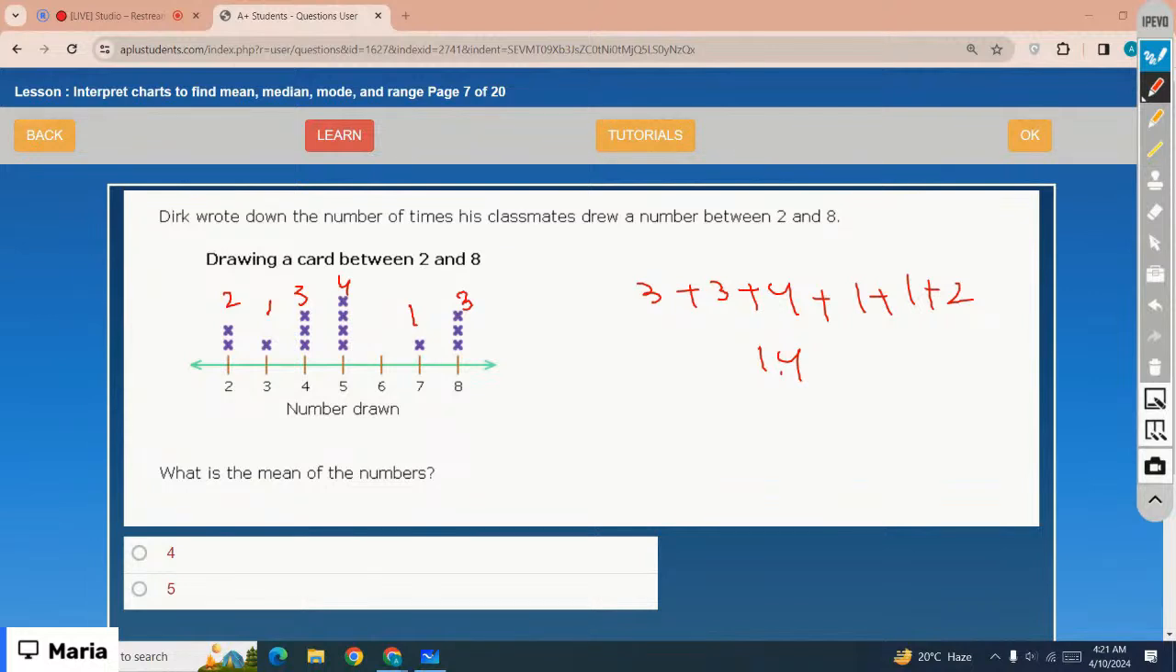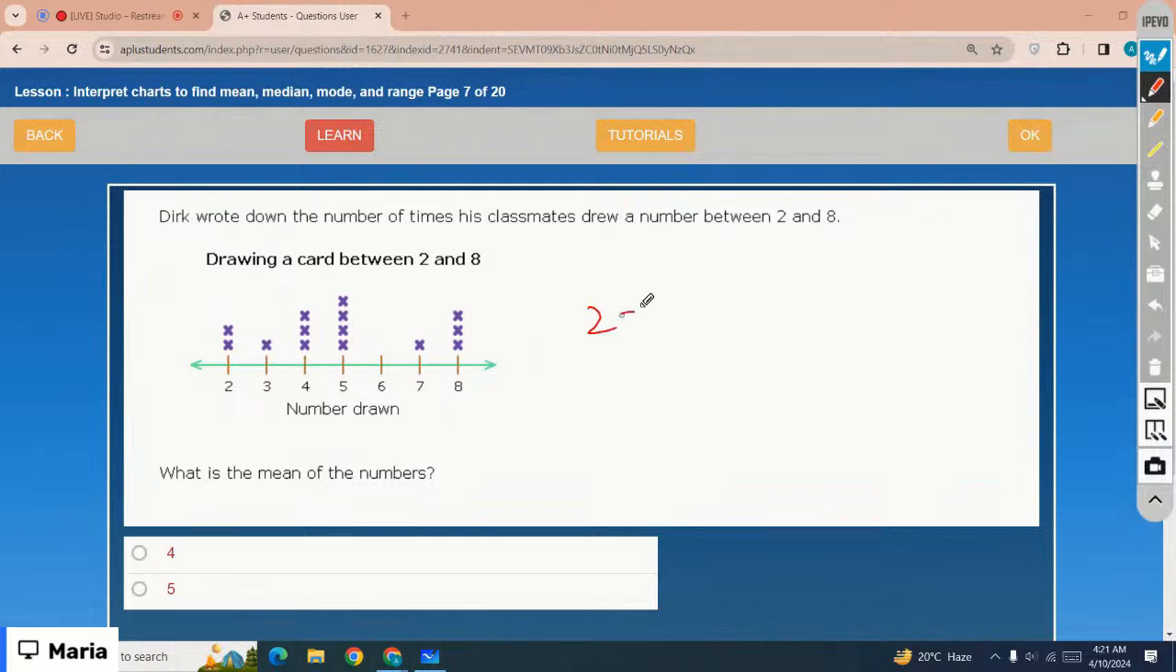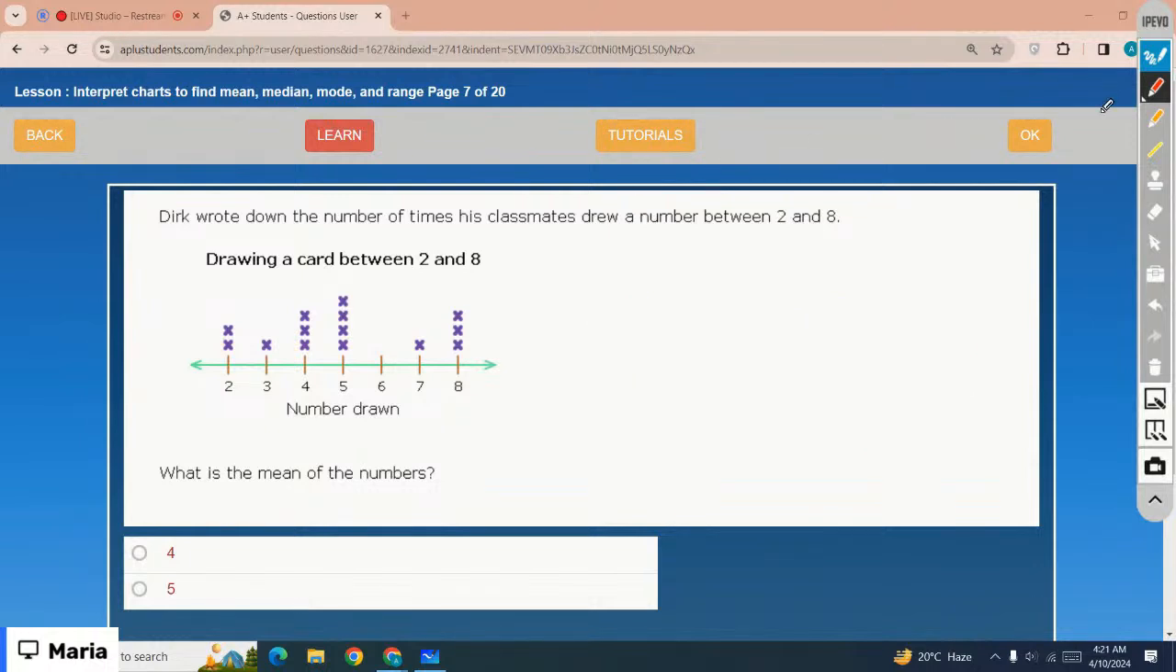You have to divide these numbers, not the one represented. You have to add the numbers, that is 2 plus 3 plus 4 plus 5 plus 6 plus 7 plus 8 divided by 7, that is 35 over 7, that is 5. The correct option is 5.